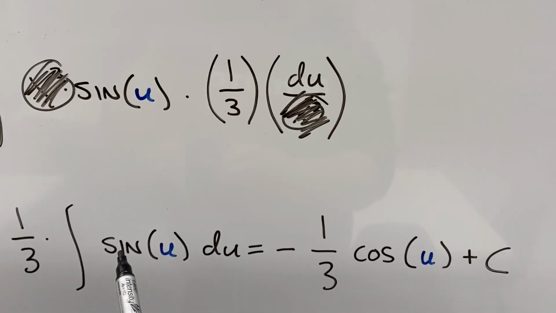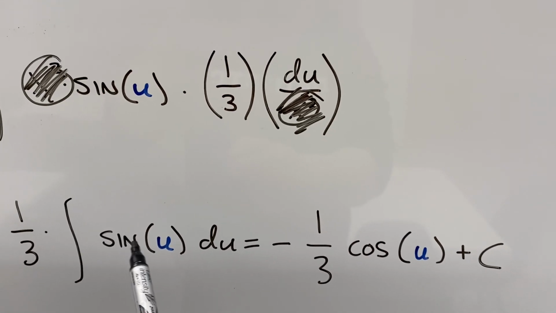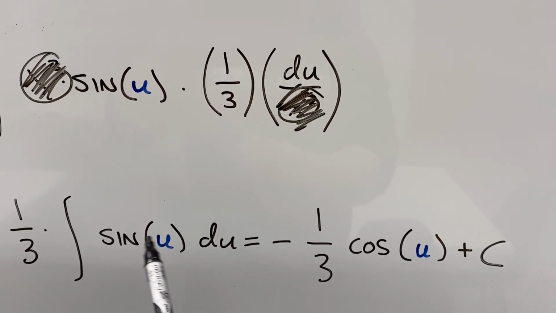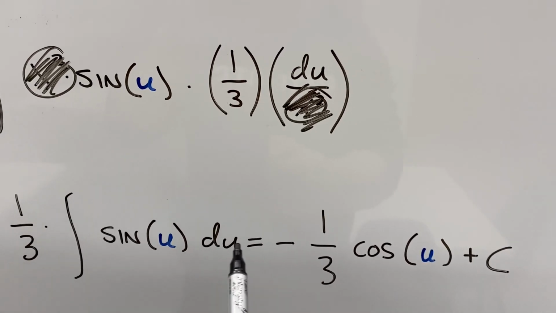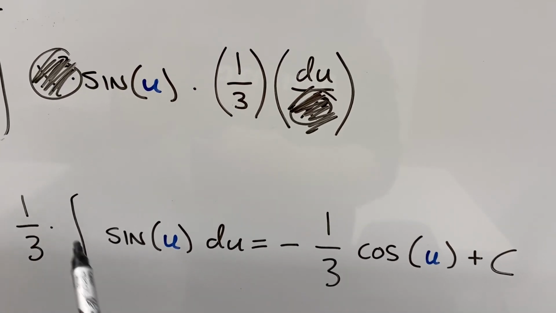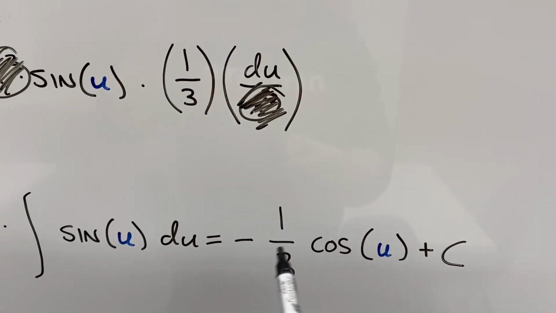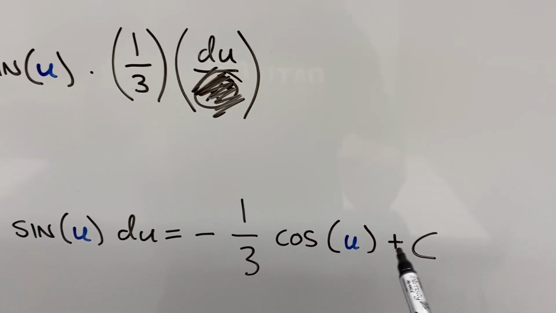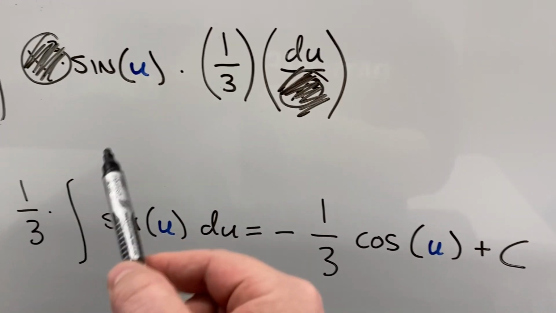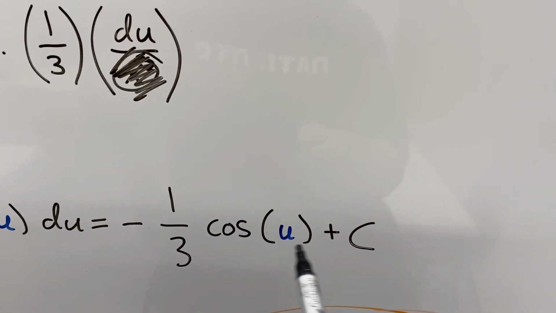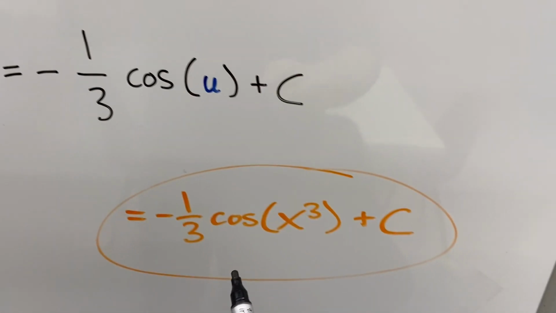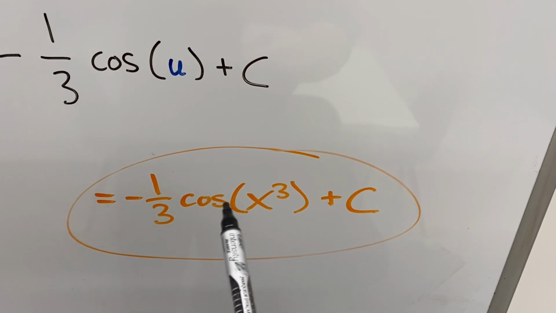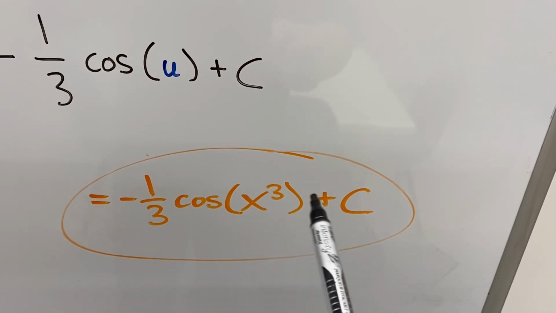The integral of sine of anything is negative cosine of anything. So 1/3 times the integral of sine of u du is going to be equal to negative 1/3, associated to our constant, times cosine of u plus c, because this was an indefinite integral. We're not done yet. We still have our u, and we know that u is equal to x cubed. So final answer, negative 1/3 cosine x cubed, subbed in for u, plus c.